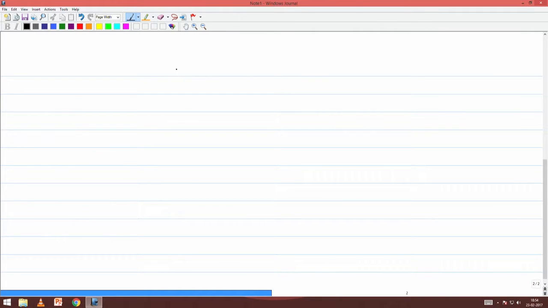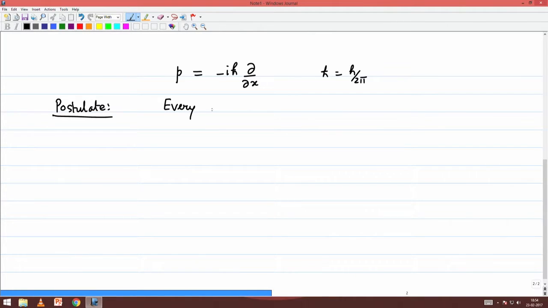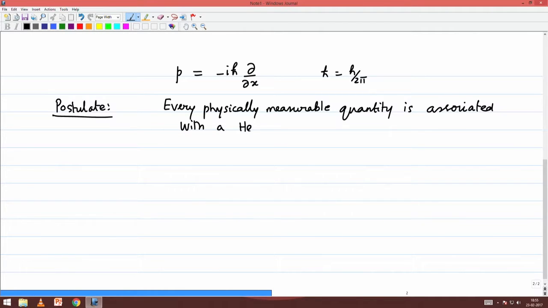All of you are familiar with the fact that the momentum in one dimension is represented by the derivative operator minus i h bar ∂/∂x, and h bar is h by 2 pi. Okay. It is a postulate in quantum mechanics. One of the postulates in quantum mechanics is that every physically measurable quantity is associated with a Hermitian operator. The strongest statement is that a physically measurable quantity is associated with a self-adjoint operator, but we will avoid that. We will stay with Hermitian.